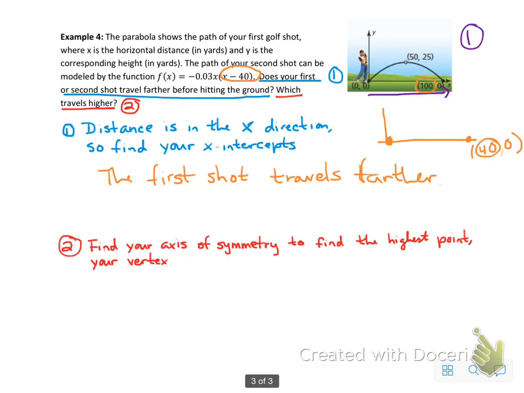So, which one travels higher? Well, we know the height, the highest point, the maximum, we know that the maximum is the y value of our vertex, which means that we need to find the vertex. And we're going to do that the same way we did in the last problem that we did. So first we're going to find our axis of symmetry to find the highest point of our vertex. Well, the axis of symmetry, remember, is that equation back here.